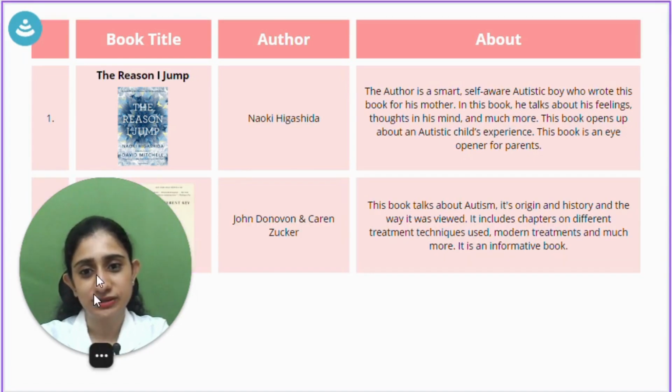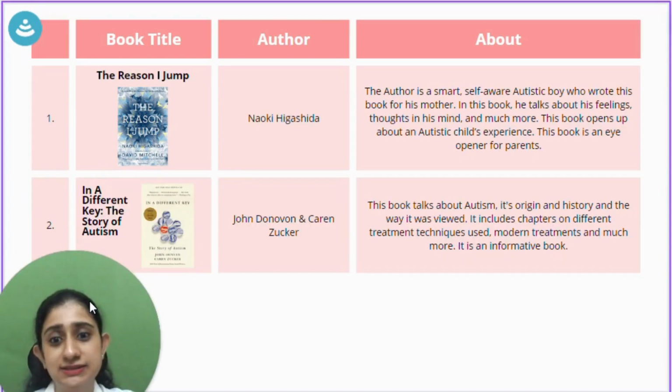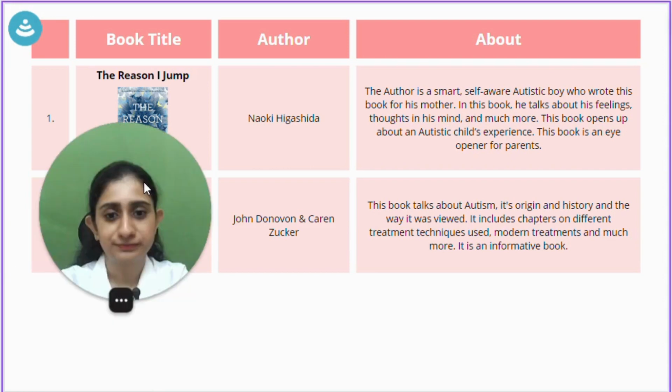And the next book is titled In a Different Key: The Story of Autism by John Donvan and Caren Zucker. This book talks about autism, its origin and history, and the way it was viewed. It includes chapters on different treatment techniques used, modern treatments, and much more. It is an informative book.